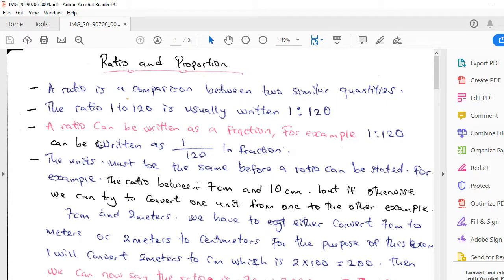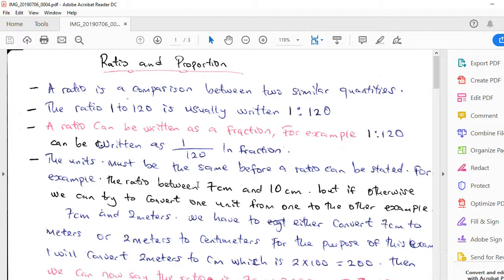Today I'm going to be taking a topic in the series of mathematics tutorials that I will be doing, and the topic is ratio and proportion. We're going to look at the basic principles of ratio and proportion that we need to know before we start solving any ratio and proportion question.